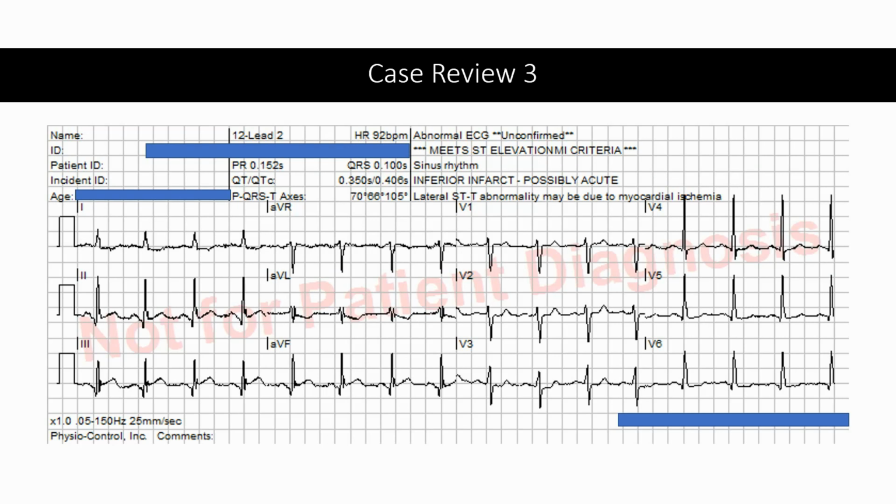Based on what we've talked about, what do you think is wrong with this patient? Well, we see a sinus rhythm. There's P waves for every QRS. The QRS is less than 0.12 seconds, so it's not wide enough to be a bundle branch block.